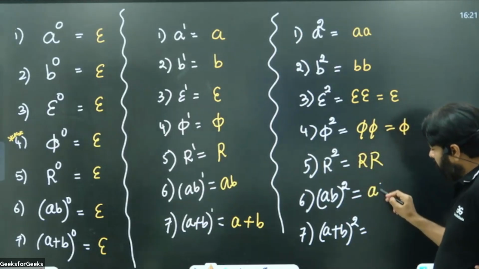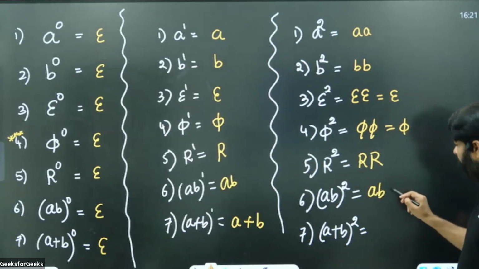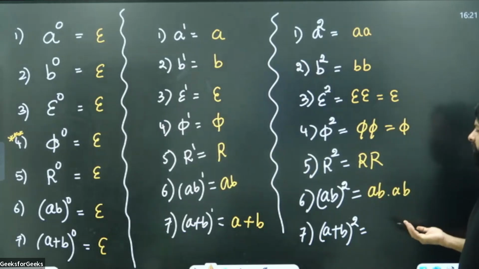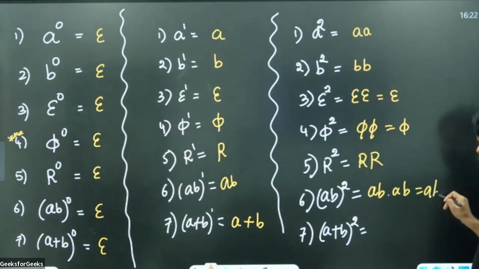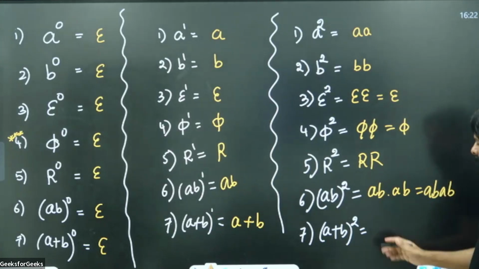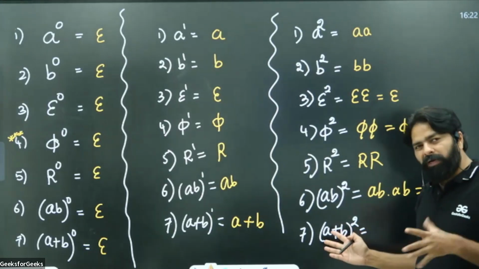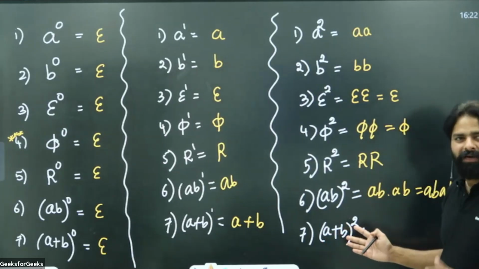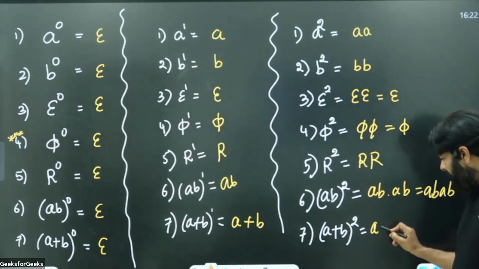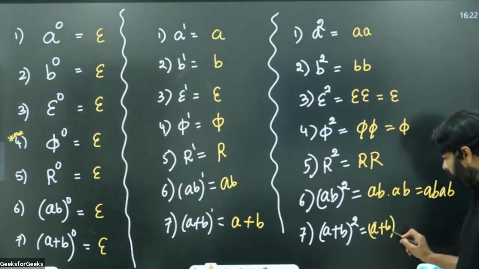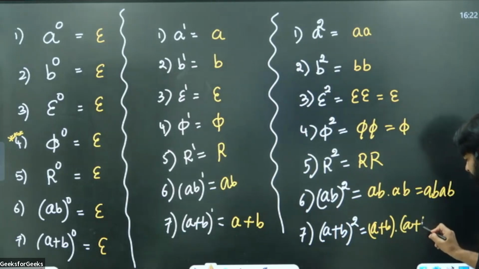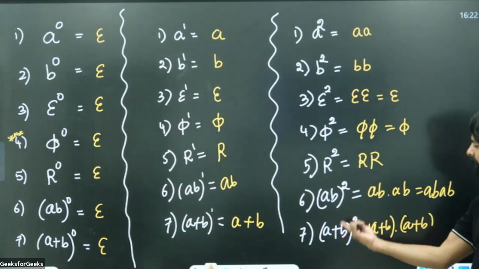AB square means you should write AB twice. AB followed by AB. That's ABAB, correct? Now A plus B whole square. How many of you can understand? It's not a mathematical formula where you write A square plus B square plus 2AB. You never do that. Okay. So what do you write? A plus B, you should write twice. That's why it's A plus B square.